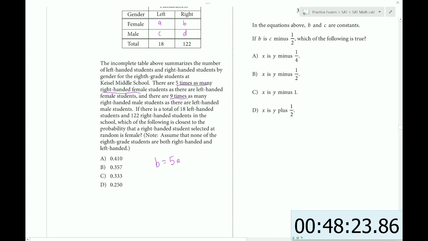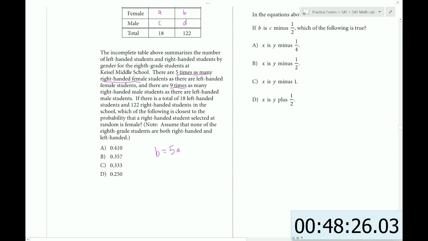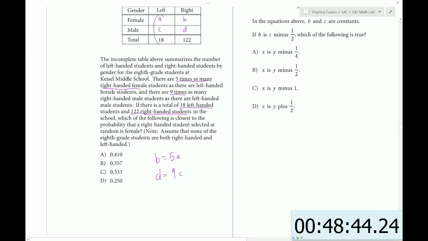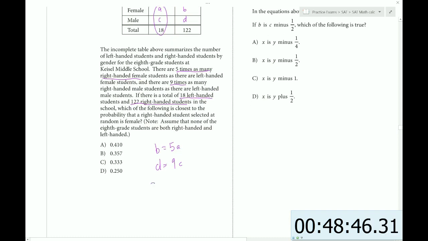There are 9 times as many right-handed males. So that's D. So D is going to be 9 times the number of left-handed, which would be C. Okay. If there is a total of 18 left-handed students and 122 right-handed students, okay, so that's basically adding these columns. So A plus C would equal 18, and then B plus D would equal 122.